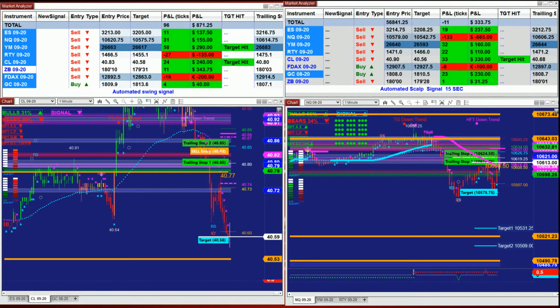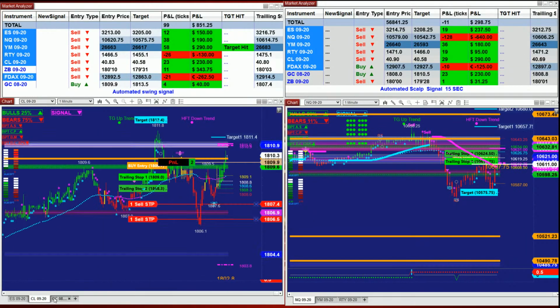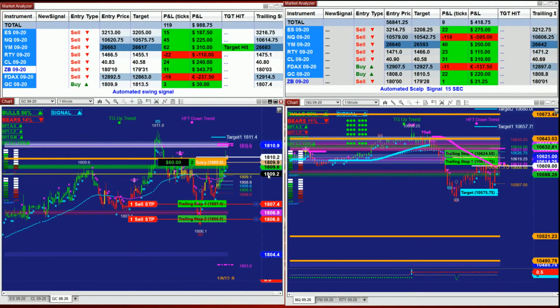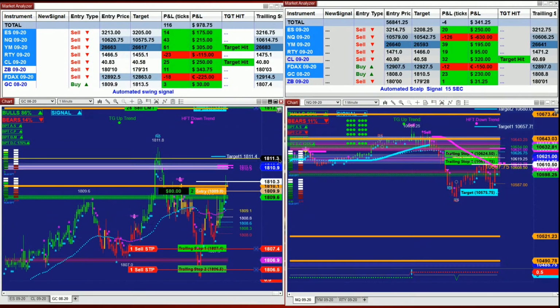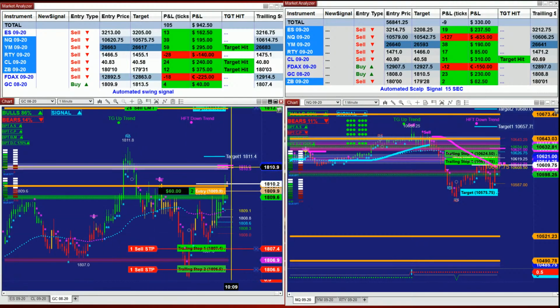Survive this one and the ES and the CL. And the only thing we have on the swing trading is the gold. The auto trade took that gold. This is a problem on the gold. We have a heavy resistance on the gold at 1810.9. This is a heavy resistance.